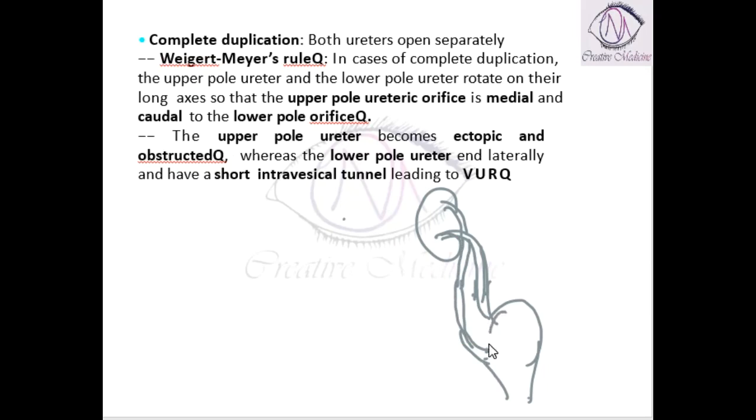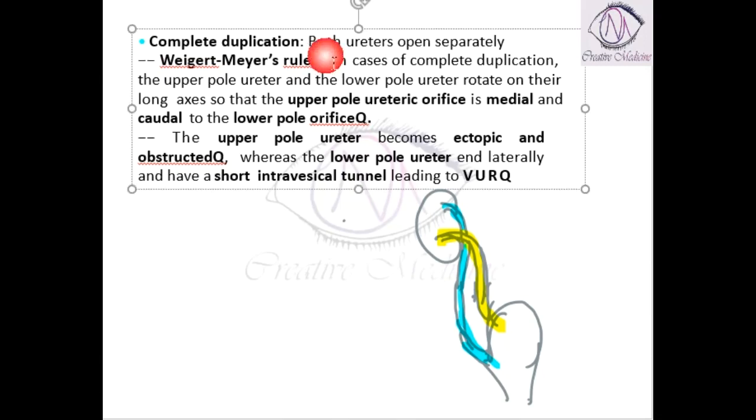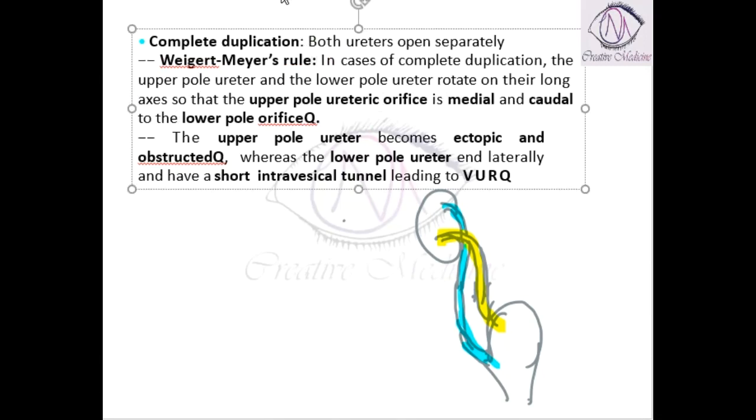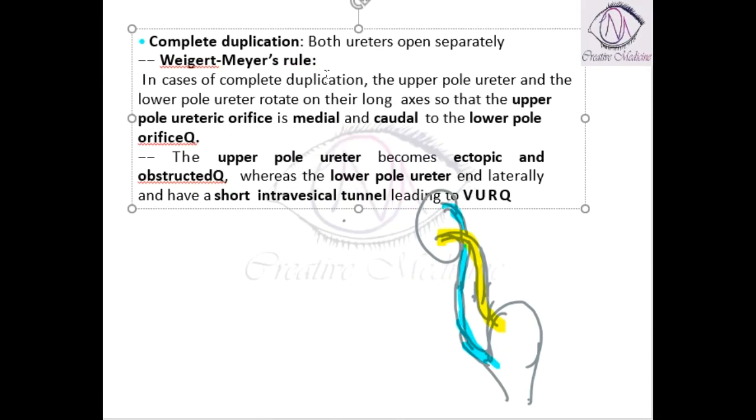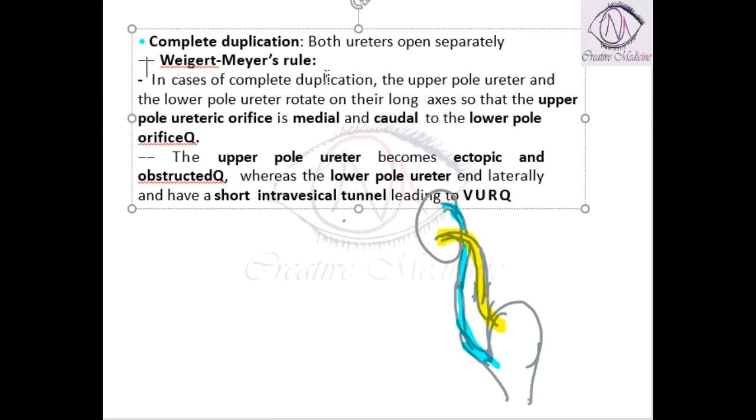The ureter from the upper pole mainly drains into the urinary bladder more medially and caudally, whereas the ureter from the lower pole will drain into the upper part of the urinary bladder. So this is called the Weigert-Meyer rule, which is seen in complete duplication.